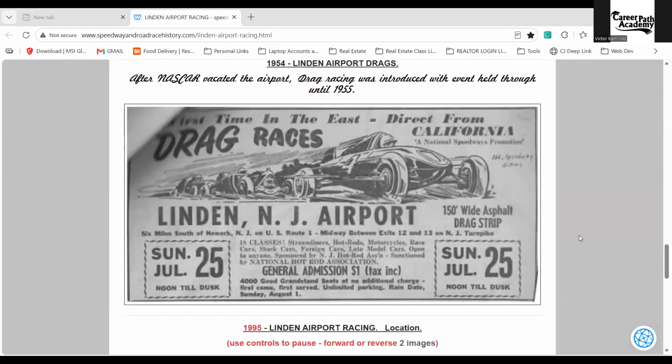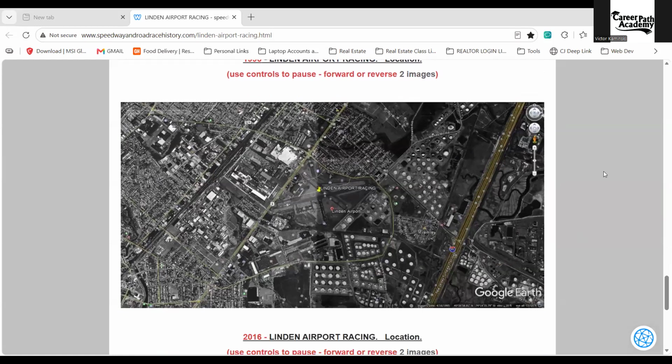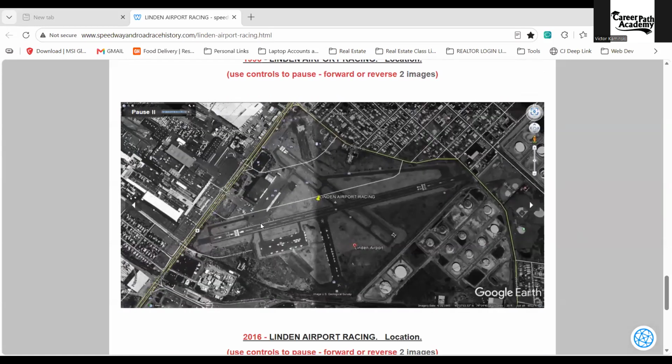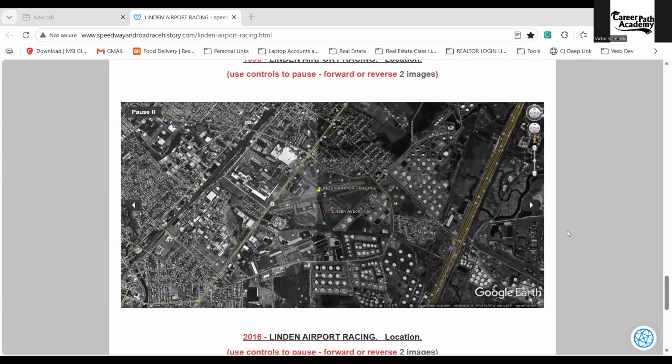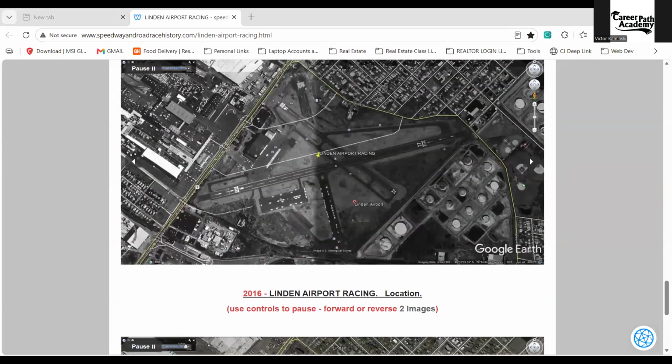Look at that event ticket there. General admission, $1 with tax included. Wow. And that's just the overview of the airport. Still got that racetrack. The runways around it were used as the racetrack.